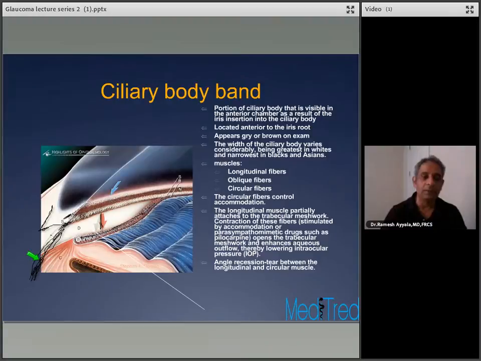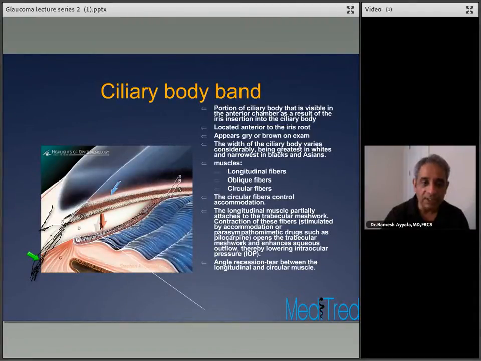So some people believe that this acts like a valvular mechanism, meaning that every time the longitudinal muscle fiber contracts, you will have a tugging motion on the scleral spur, which will result in opening of the trabecular meshwork and less resistance and increased outflow pathway.